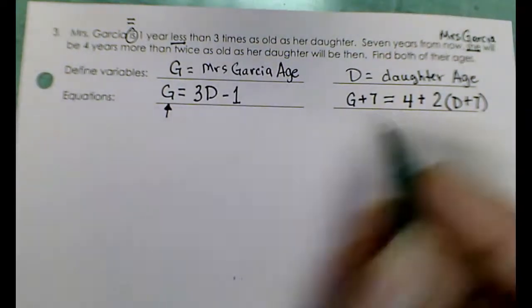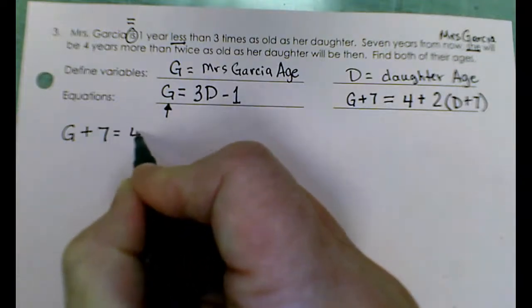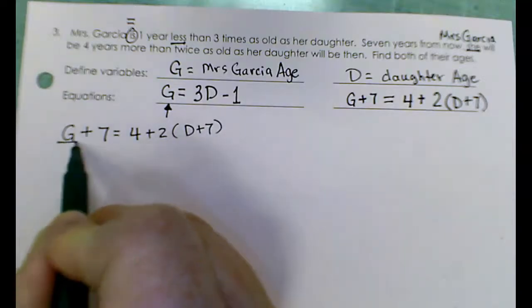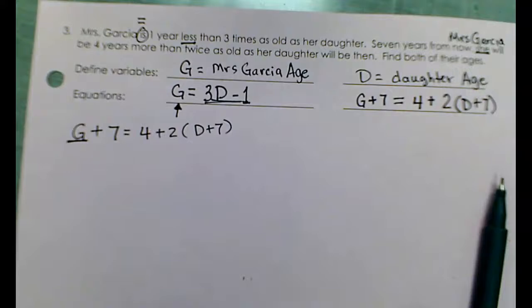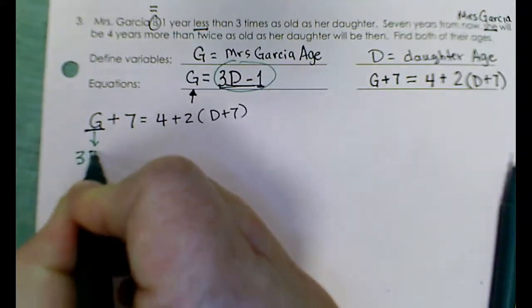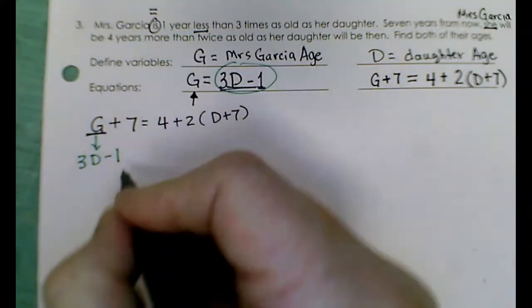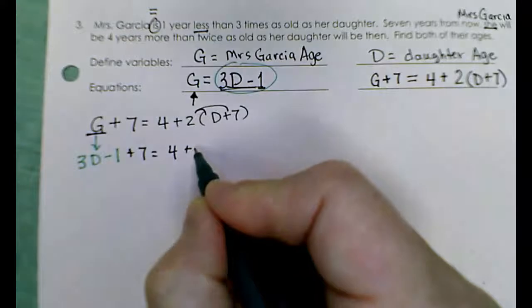So this would be like my second column. And what is G equal to? In place of G, I'm going to substitute 3D minus 1. And then I have the plus 7, and I'm going to go ahead and distribute here.